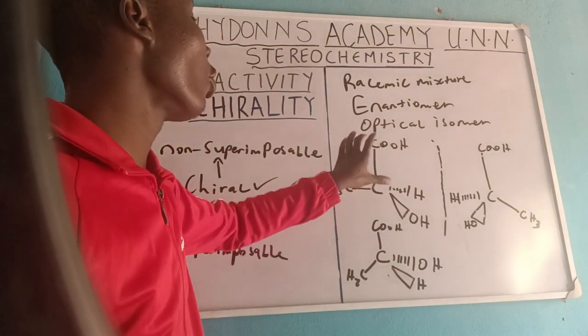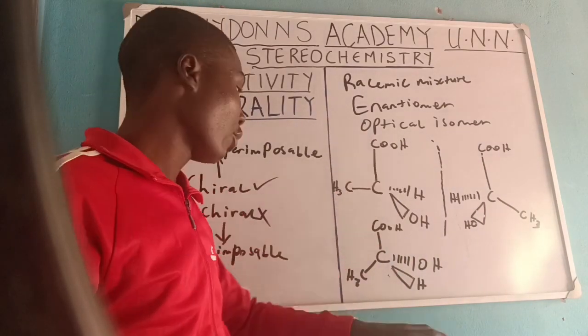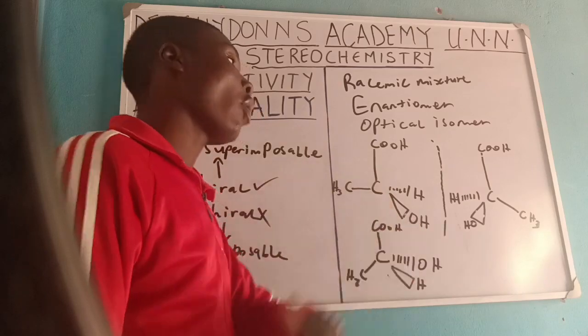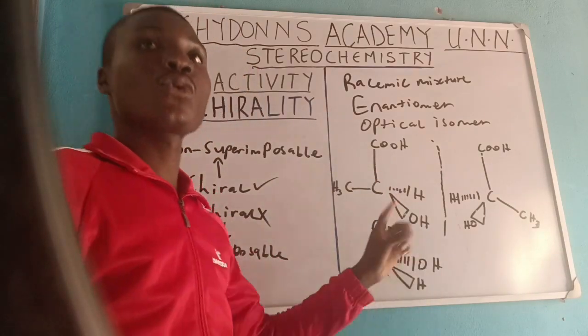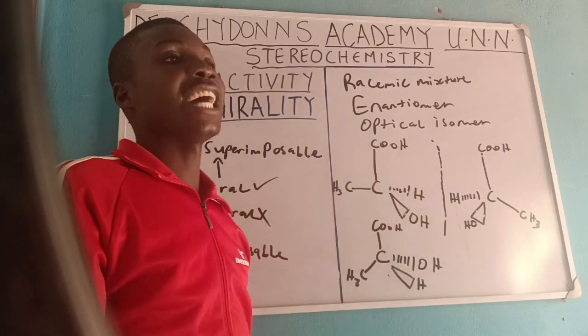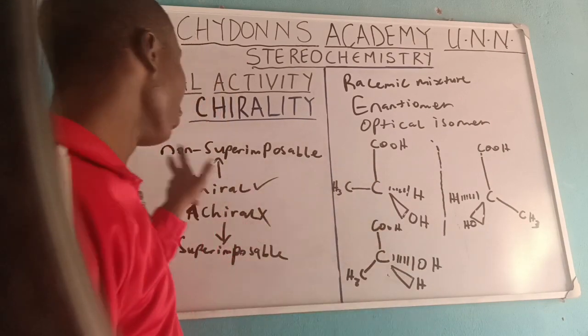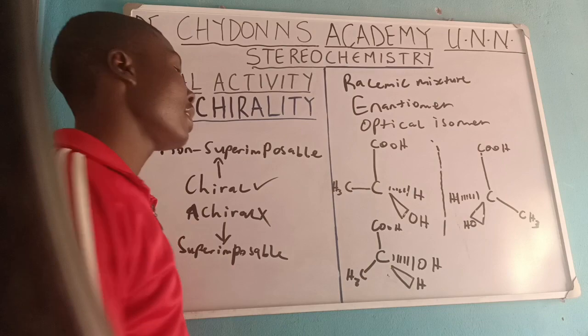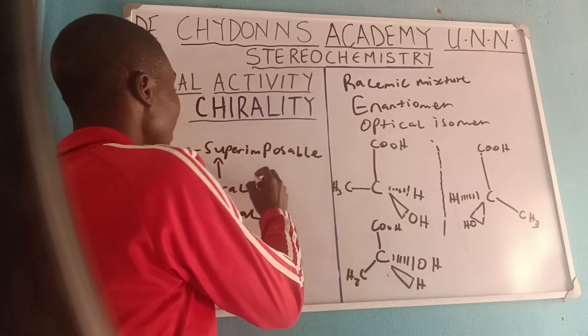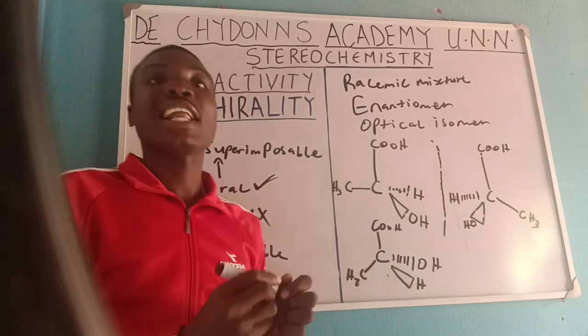So if you put this on this, they are not exactly the same, because while in this one OH is coming forward, in this one the OH is going backward, and same with hydrogen. So this is the mirror image of lactic acid, and because the two images are non-superimposable, you can simply say that lactic acid is chiral.